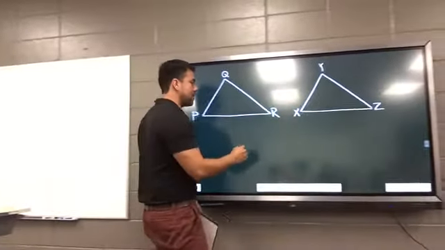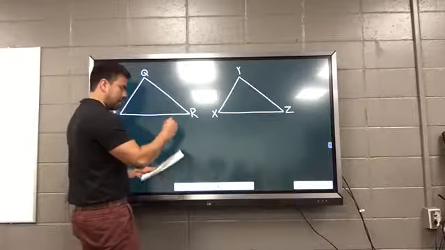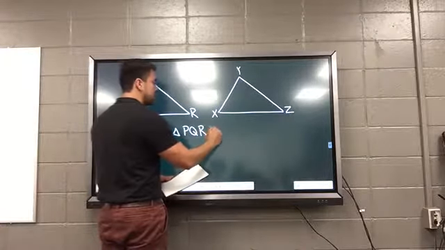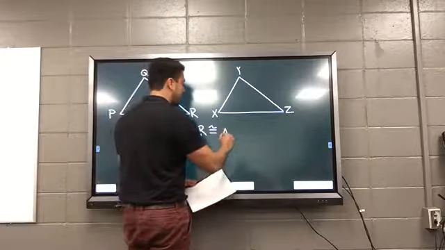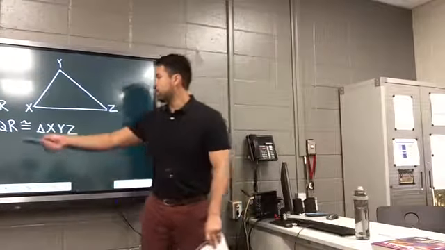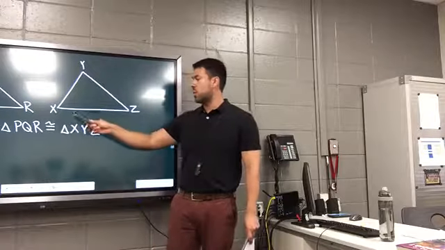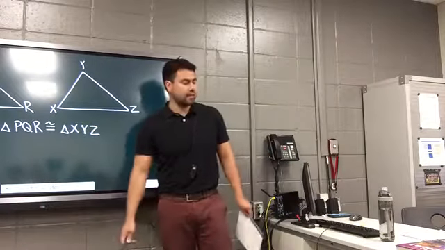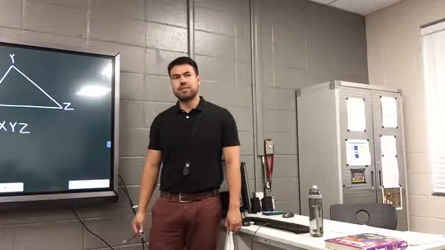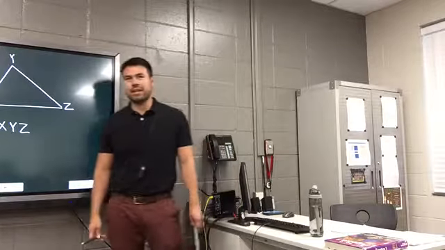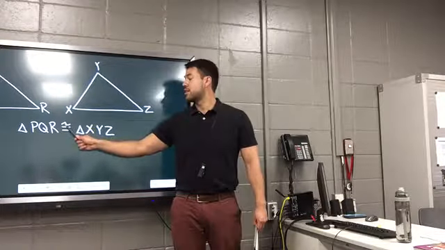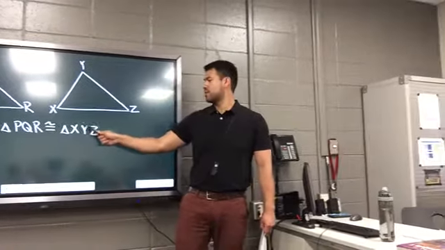Okay, I'm going to give you this statement right here, and I'm going to read it to you, and then you're going to read it back to me. So I'm going to read it. Triangle PQR is congruent to triangle XYZ. And in just a few moments, you're going to read that to me as a class. So get that down here. Okay, on the count of three. 1, 2, 3. Triangle PQR is congruent to triangle XYZ.